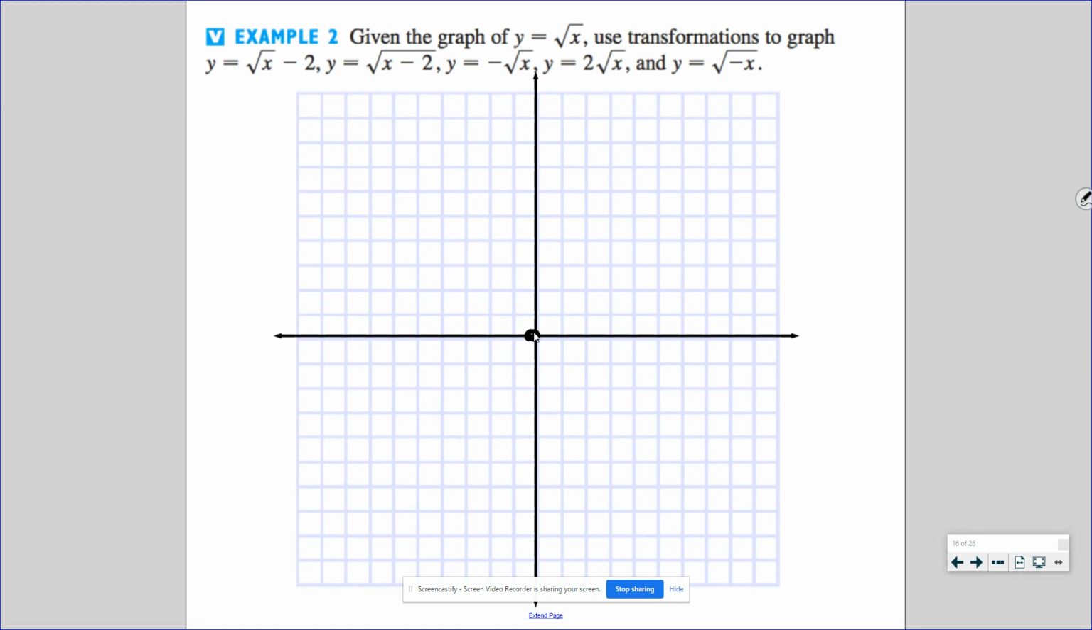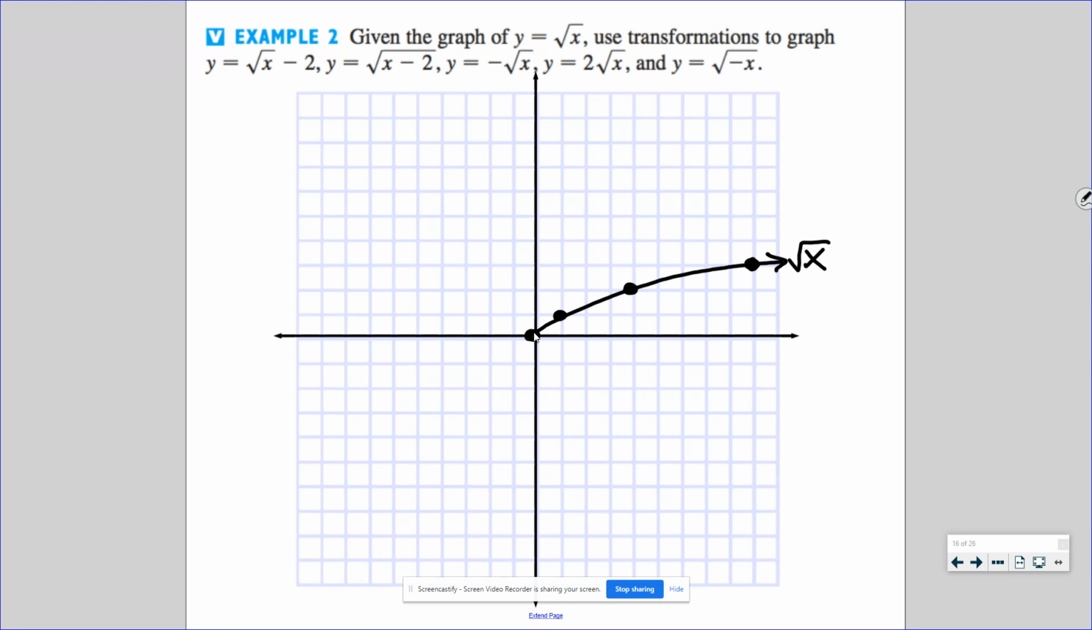That is one that starts at the origin, has key points of (1, 1), (4, 2), and you could even go (9, 3) if you want more data points. This is your parent function, radical x. And we're just going to do some transformations and kind of move it around to get a review of how that works.